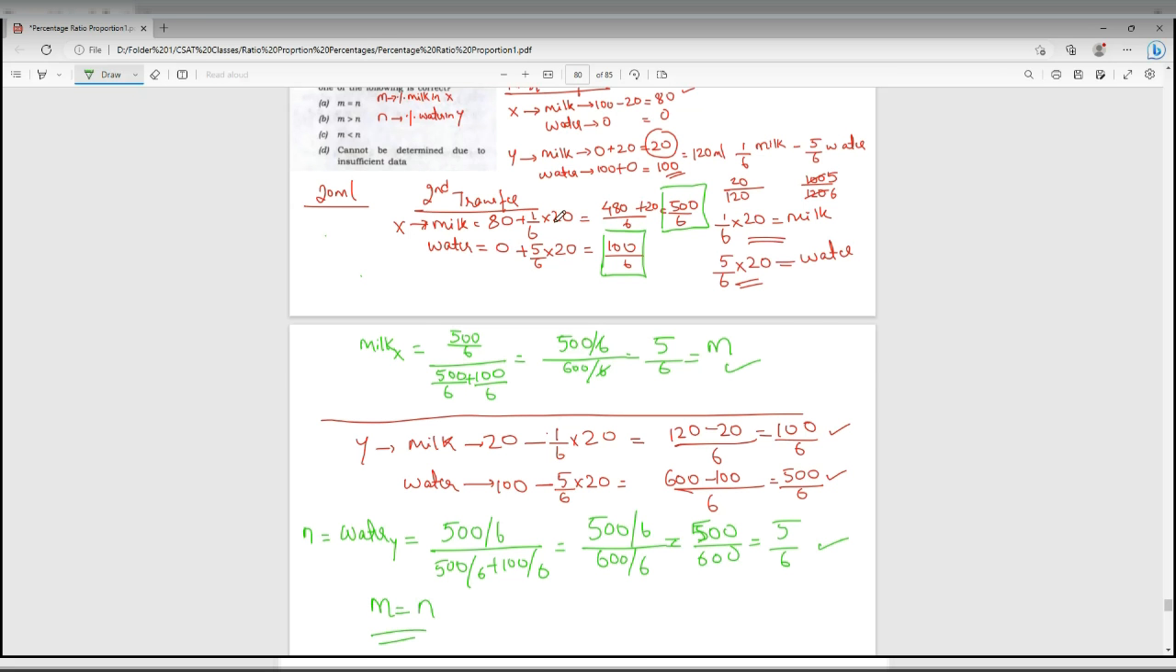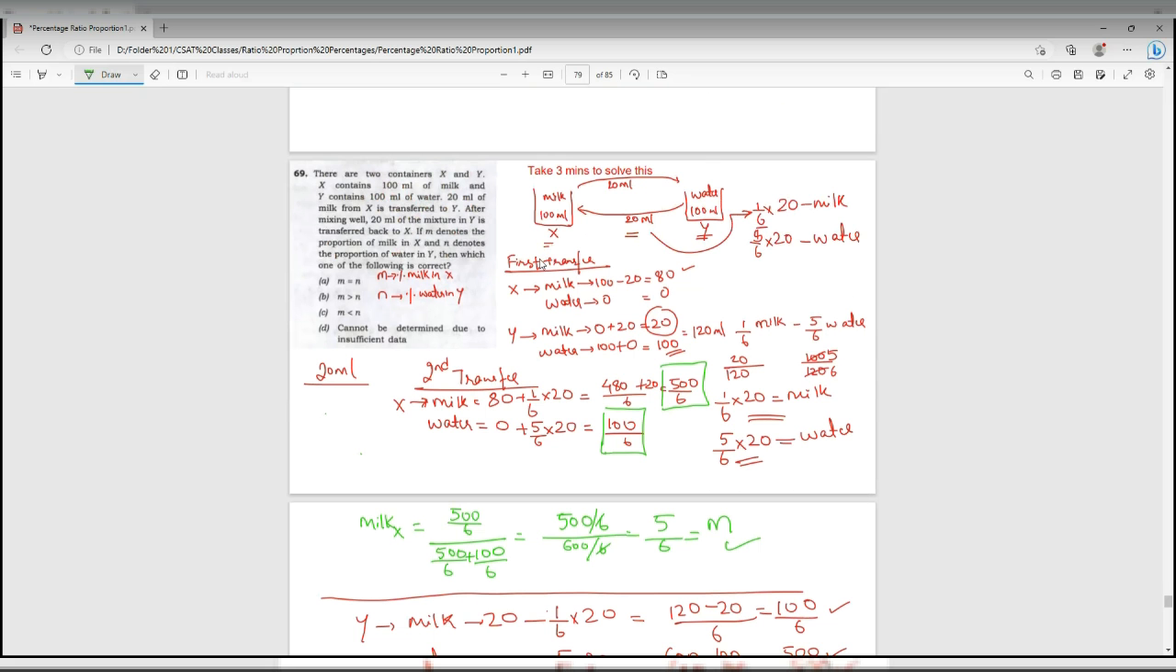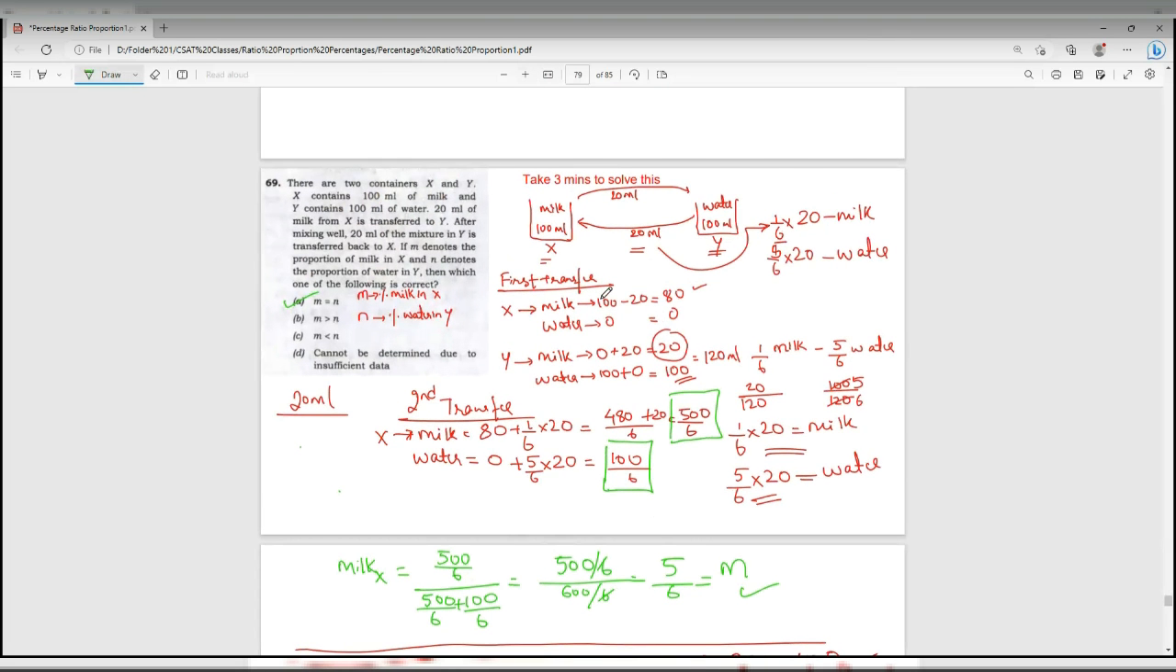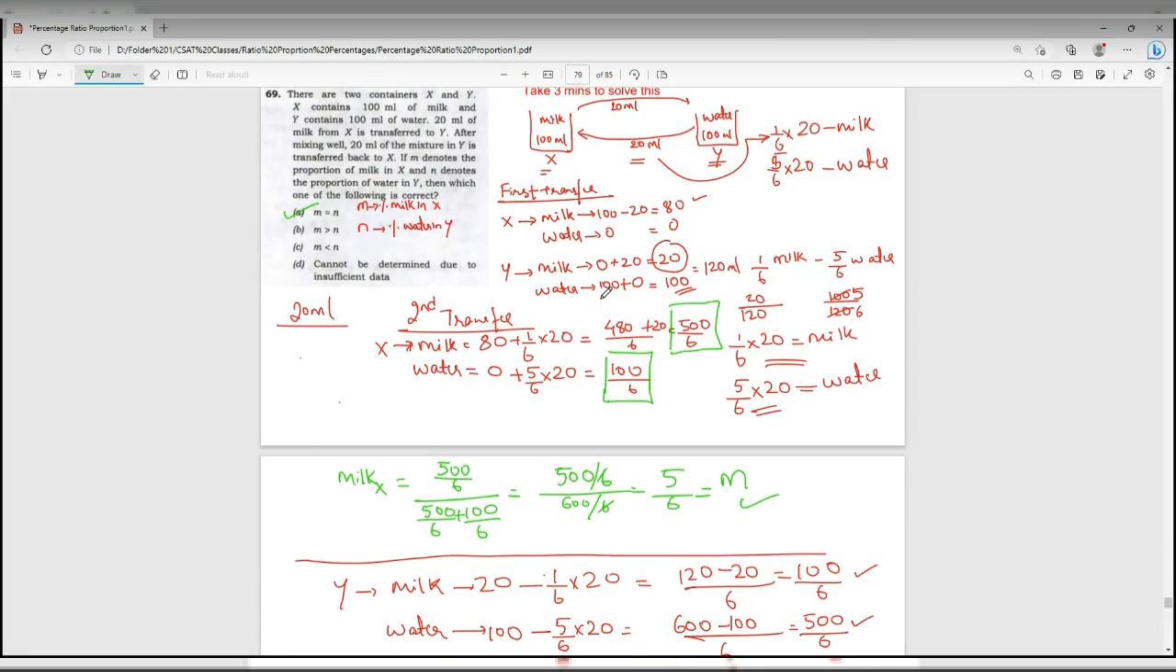The correct answer is A. I hope you have understood this. And in all this, you have to be very careful with not making any mistakes. You can sometimes make silly mistakes of multiplying wrongly or dividing wrongly. Please be very careful.